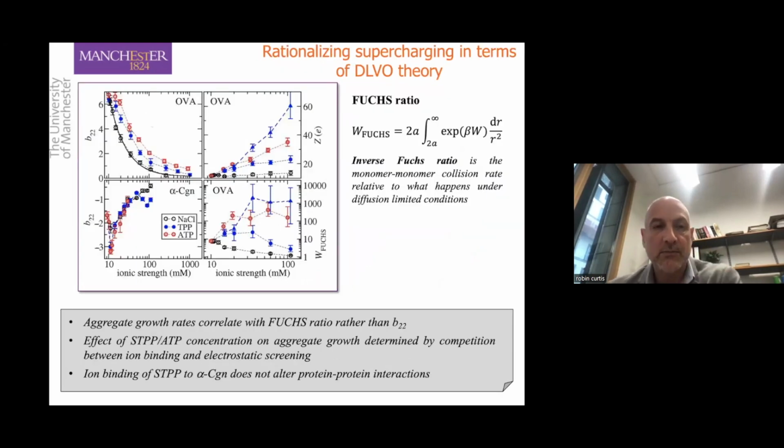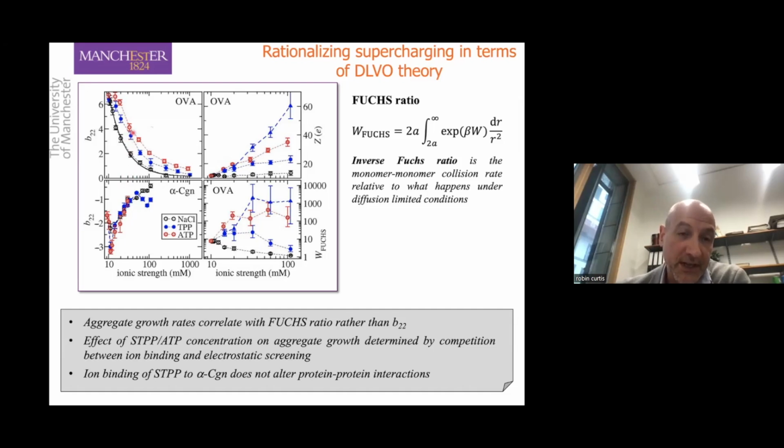And so the reason I'm talking about this in this talk is that we then tried to rationalize this based upon virial coefficient measurements. We measured the virial coefficients in the sodium chloride solutions, and then the colored symbols are in STPP and in ATP solutions, and we compare them at the same ionic strength, so that the screening length should be the same. Some people could argue that you can't really use the Poisson-Boltzmann theory for multivalent ions due to ion-ion correlations. So we've also been looking at that effect as well.